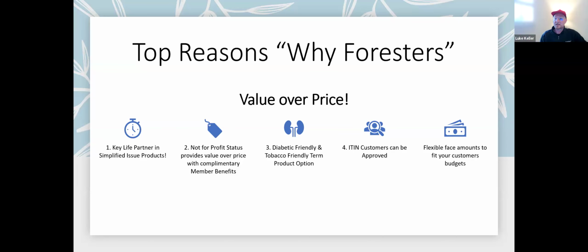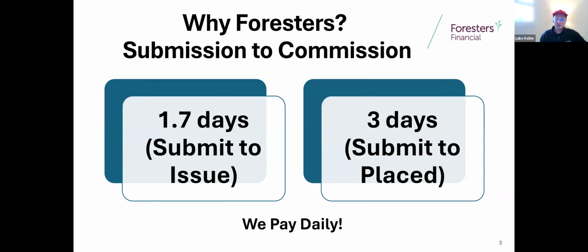Here are our current daily averages for simplified issue. So again, this is non-medical business, whole life, term, universal life, all available on this platform. 1.7 day average submit to issue, which means we're sending it out to the client for delivery. 3 day average from submit to placement, which means if you submit the application today, on average, 3 days from now, that is placed in force. That's an active policy. And then right there at the bottom, Foresters pays daily.